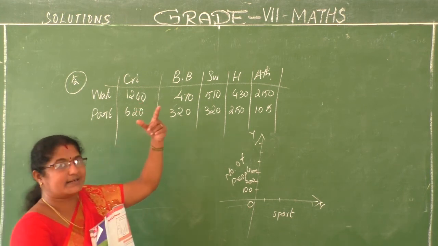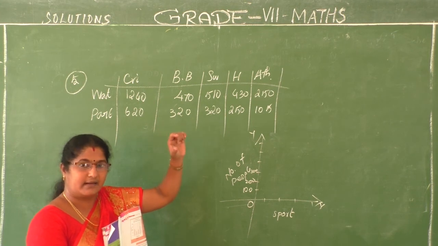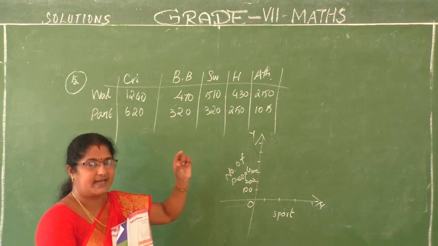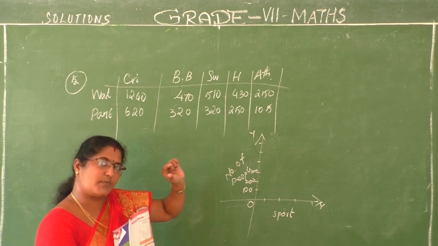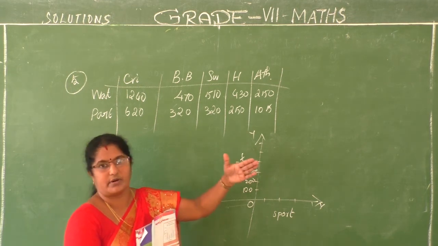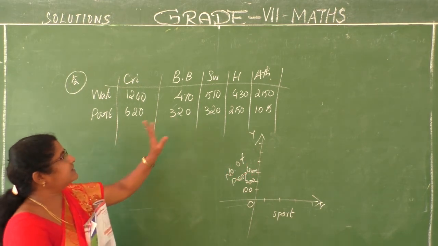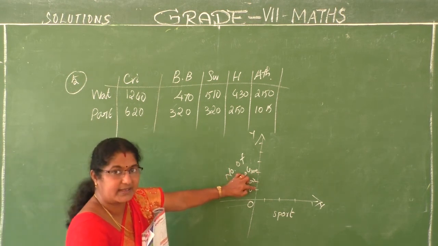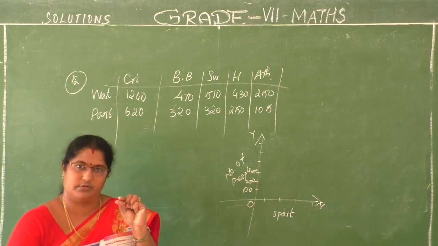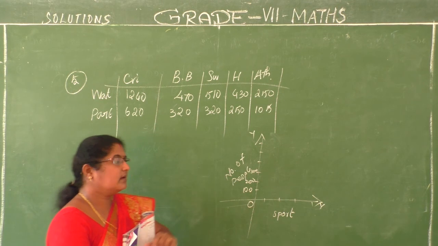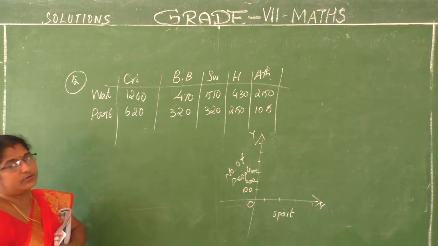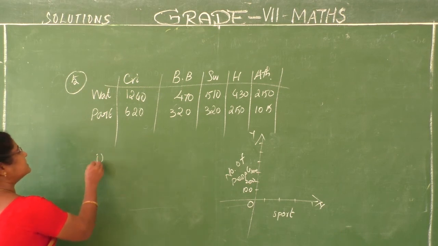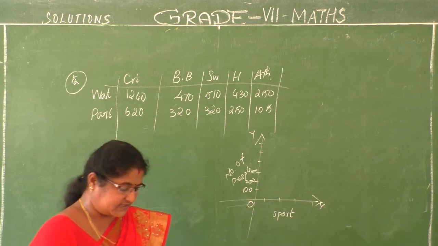So 1240 is 1200 plus the small 4 lines. In between 1200 and 1300, above 1200, you select the small 4 lines and draw the bar up to there. Likewise everything. That means in between 2 units there are 10 small lines, and each small line contains 10 people. So likewise you have to draw the double bar graph, and in the writing part you have to answer the questions.